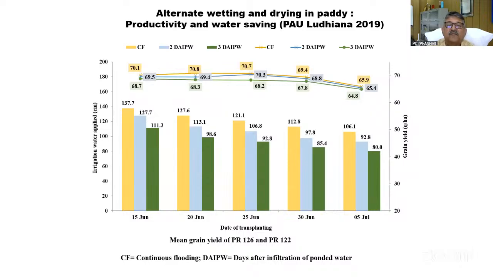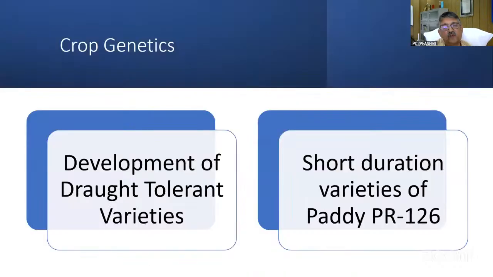Then alternate wetting and drying in paddy. This is another technology which was given by PAU. And of course, you can see around 10 to 12 to 20% water is saved. But if this technology is coupled with the drip irrigation system, we can save around 36% of water.